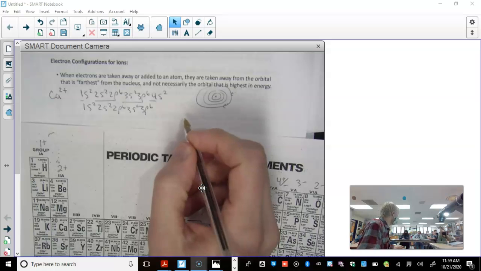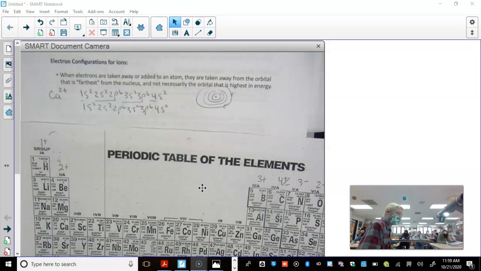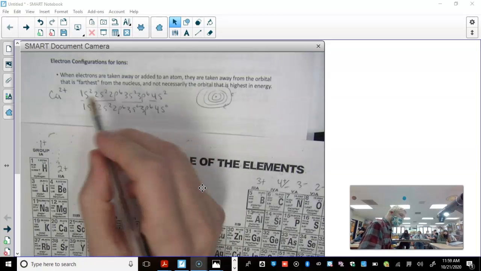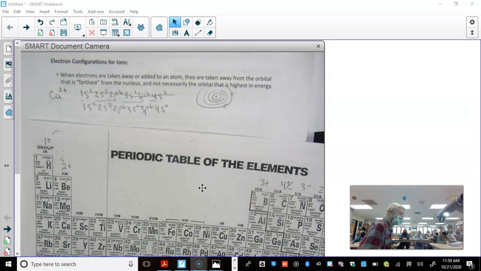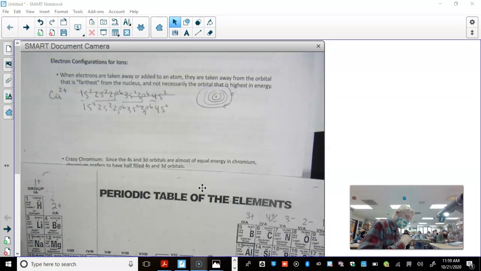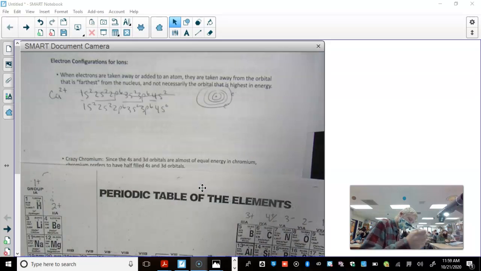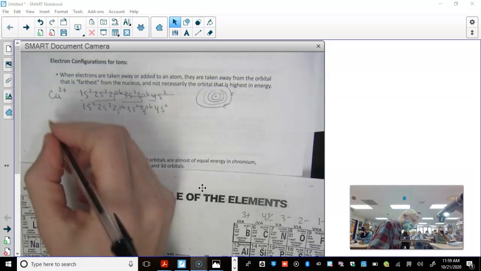If you wanted to, you could write 4s0. But you don't need to. So this is not calcium 2+, the bottom one is. That's fairly simple, but what happens when you're doing something like iron, get it right, let's do iron 3+.